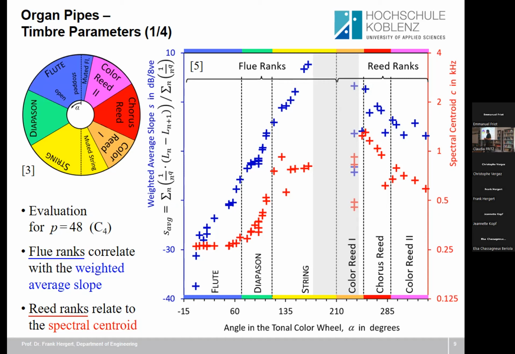This is really good. The reed ranks, which are trumpet or tuba or oboe, they are printed in red symbols. And they correlate also, but not so well to the weighted average slope. They correlate better to the spectral centroid. So the right part of the circle can be ordered with the spectral centroid.